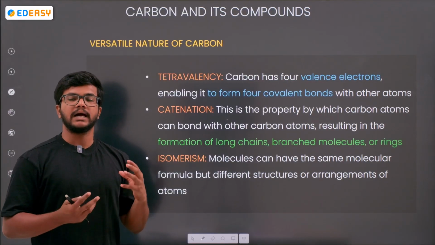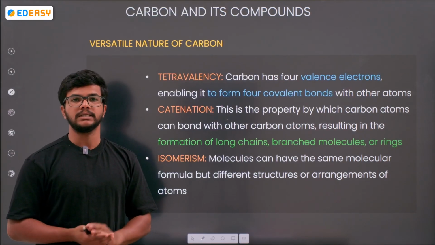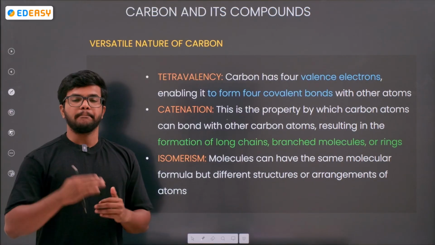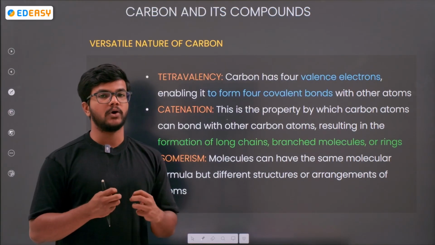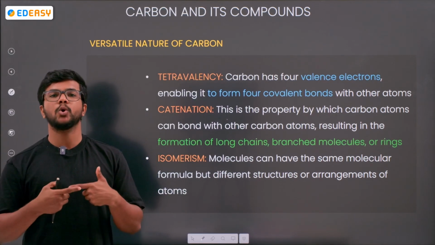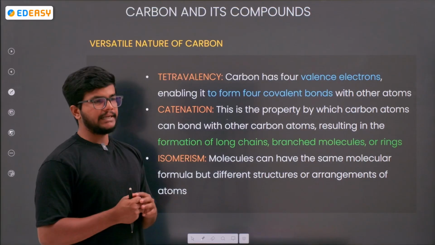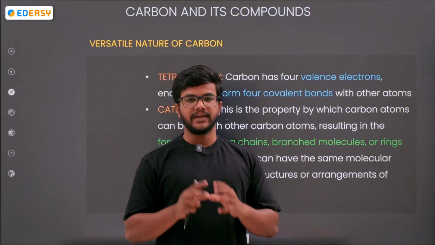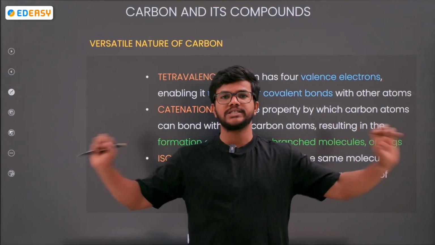But here carbon can donate electrons, carbon can gain electrons, but it won't gain or lose electrons, but it can make a special type of bond. That type of bond is nothing but the covalent bond. And catenation. Catenation is a special character of the carbon, by which carbon can bond with itself. It forms a long chain.